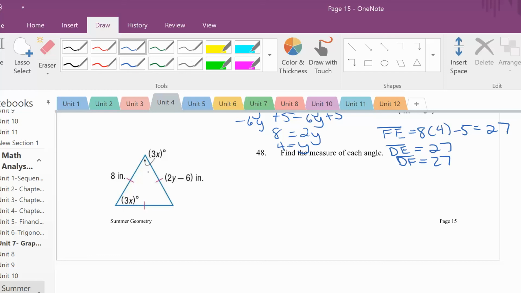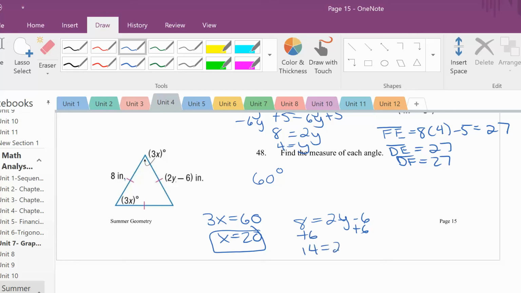Well, here it's telling you, because of the marks, that this is an equilateral triangle, which means that it's also equiangular. And if it says to find the measure of each angle, well, you know it's 60 degrees for each angle. If you want to find x, well, 3x equals 60, x equals 20. And then to find y, you would set 8 equal to 2y minus 6. And that gives you y equals 7.